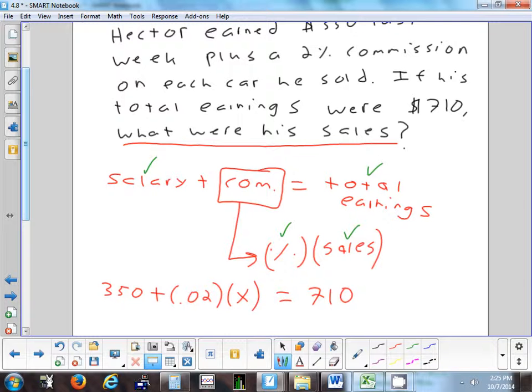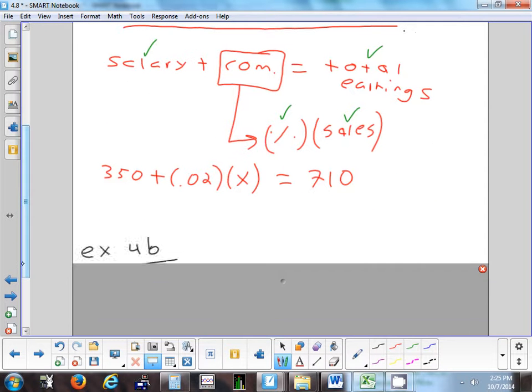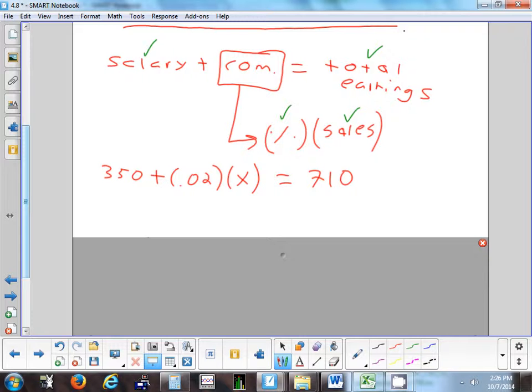Okay. All right, let's do it now. Okay, so we have 350, 0.02 times x. Okay, normally we just write that as 0.02x. Okay, what would we do next? Okay, think about what we do next, Marcus. So remember your basic steps for solving an equation. We minus 350. You would minus 350.